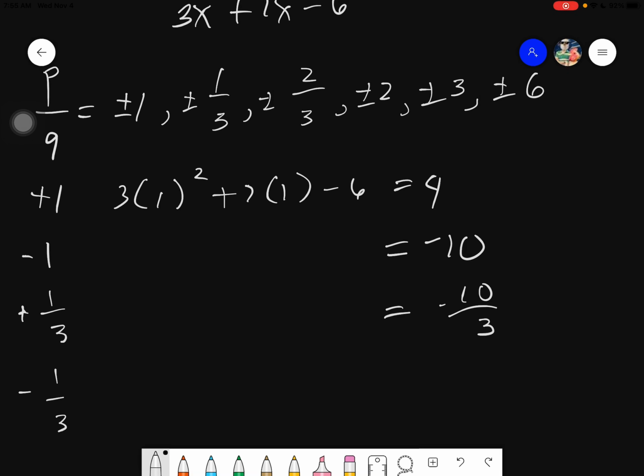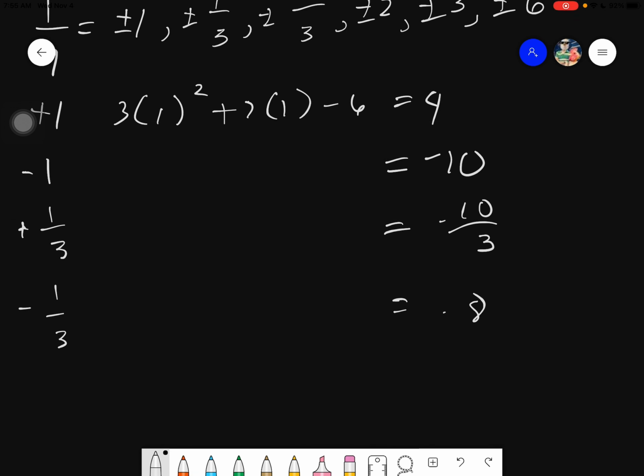Negative 1/3 will give you an answer of negative 8, so that's not it. And then let's try positive 2/3. Positive 2/3 will give you an answer of 0. So we will use positive 2/3 as our rational 0.